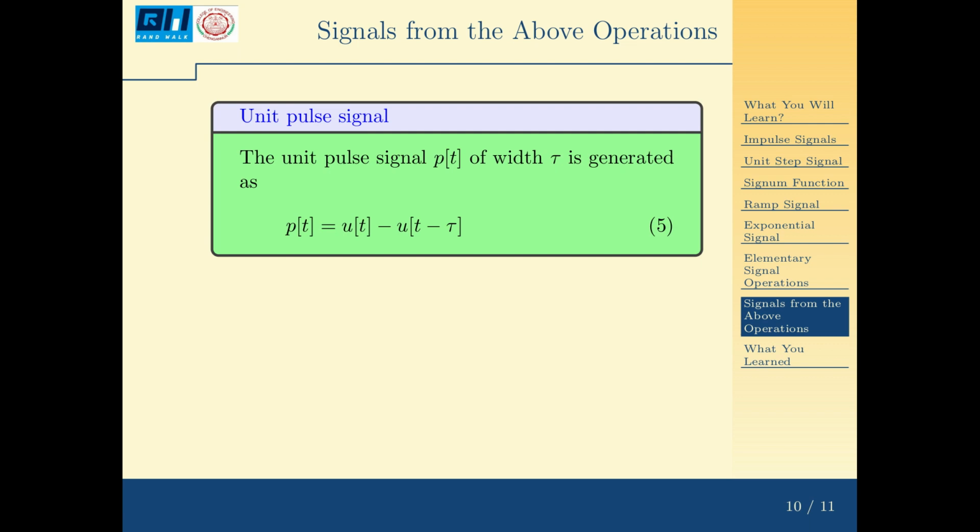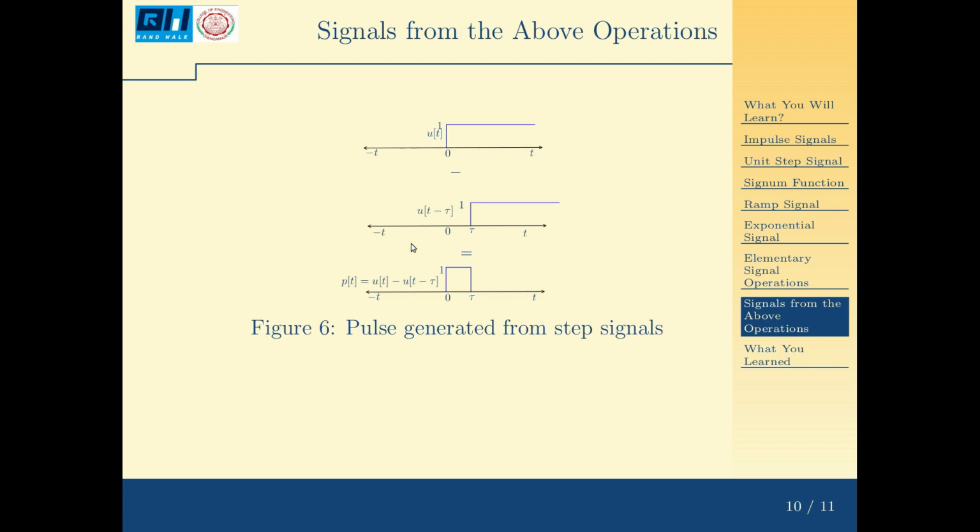Now about a unit pulse signal. A unit pulse signal p(t) of width τ can be generated by subtracting a delayed unit step from the original unit step. That is, p(t) is u(t) minus u(t minus τ). Graphically you can see here, this is my u(t) signal and this is my u(t minus τ), that is delayed by τ units. When the second signal is subtracted from the first signal, I get a pulse signal of unit height that spans from 0 to τ. That is, p(t) is u(t) minus u(t minus τ).